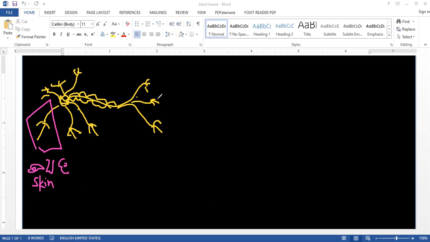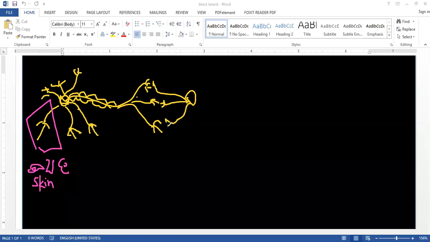At the same time, look at this: this is one nerve cell, one neuron. Like this neuron, you can find millions and trillions of nerve cells connected here. This is connected to the axon terminals or axon of one neuron, and this is the dendron of another nerve cell.